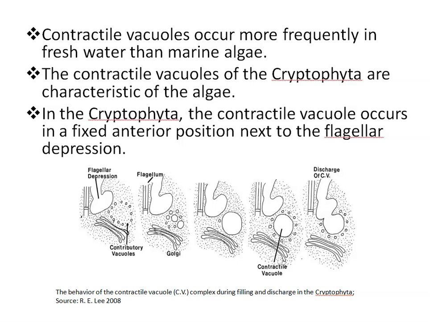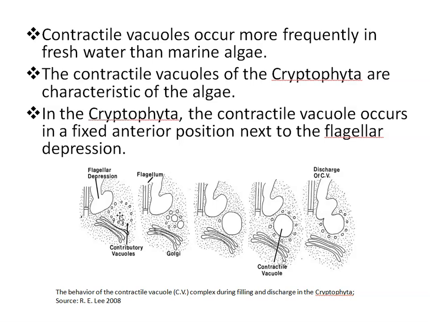The contractile vacuole of the cryptophyta is characteristic of the algae. In the cryptophyta, contractile vacuoles occur in a fixed anterior position to the flagellar depression. Just look at this diagram. This first part is the flagellar depression, and the contractile vacuole is going to form here. So, in the beginning of the filling phase, which means diastole, there is no distinct contractile vacuole. You can see here, this part, only a region filled with the small contributory vacuoles.